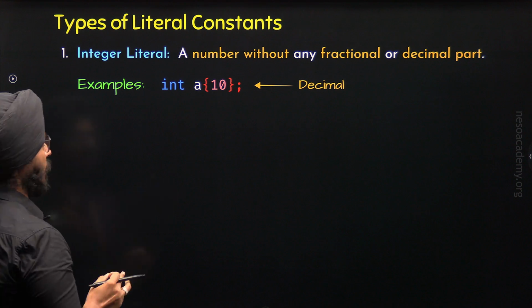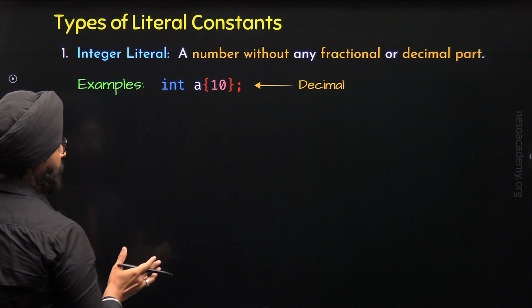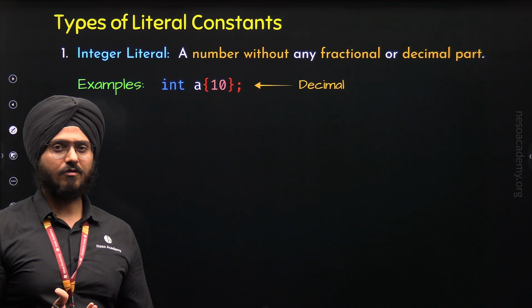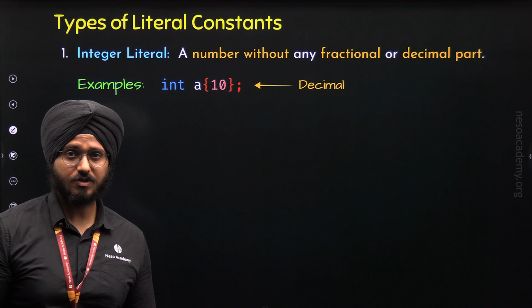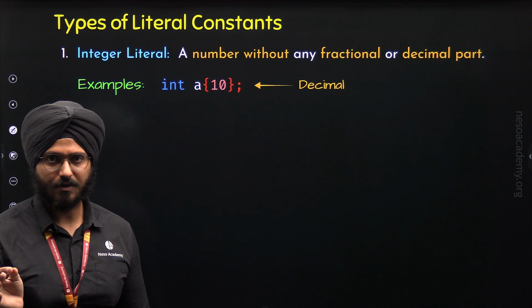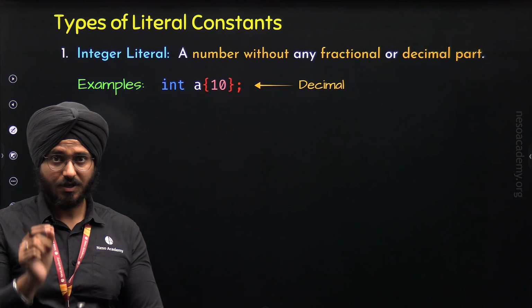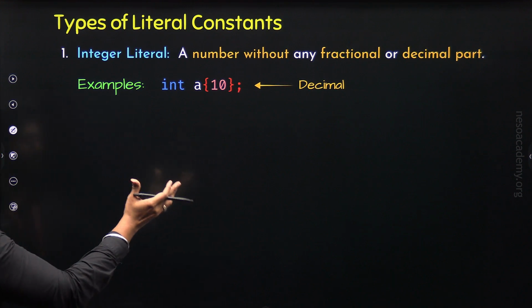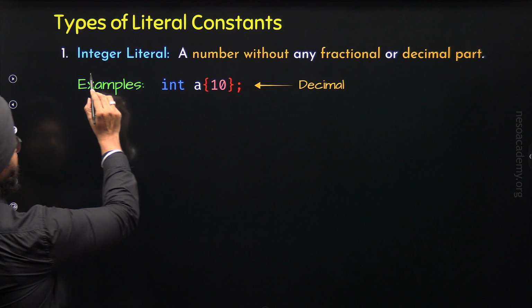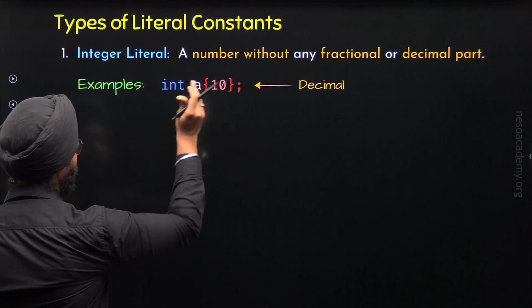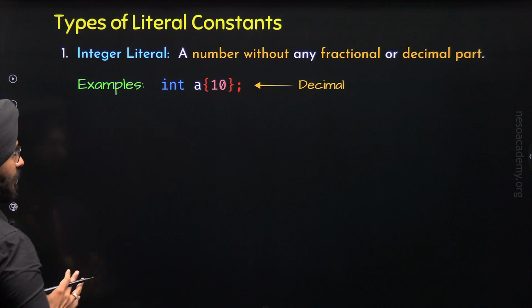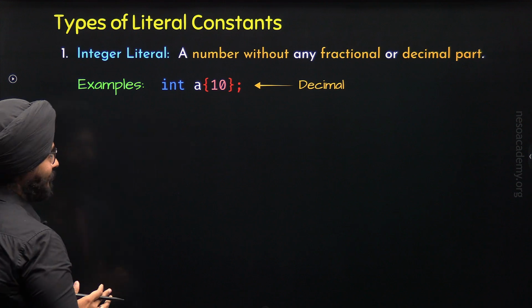This value 10 is represented through decimal notation. I am saying this because this is the default way to represent an integer literal. Through decimal notation, we have the range of digits starting from 0 up to 9. So the range of digits is 0 to 9. So this is the decimal notation which we can use to represent an integer literal, and this is the default way to represent an integer literal. I hope this is clear to you.